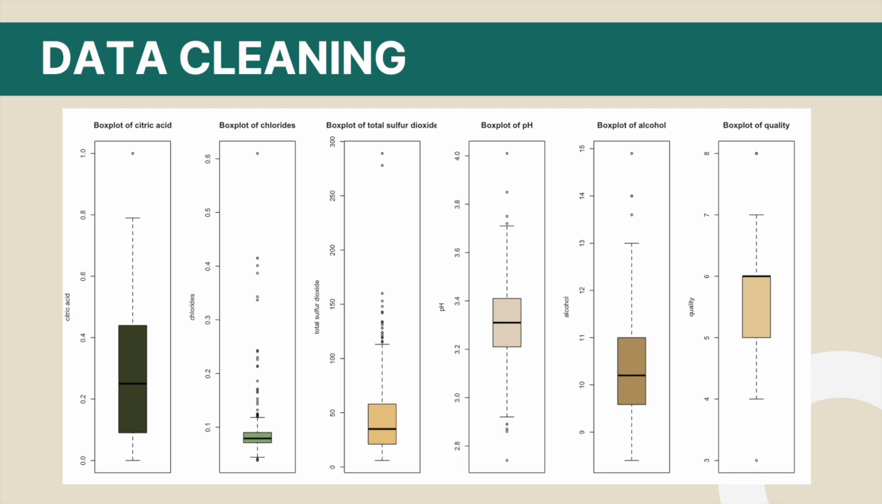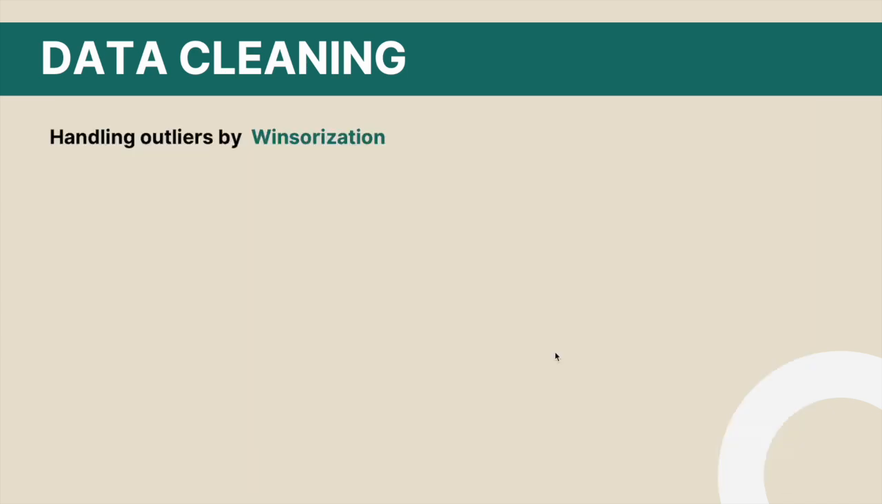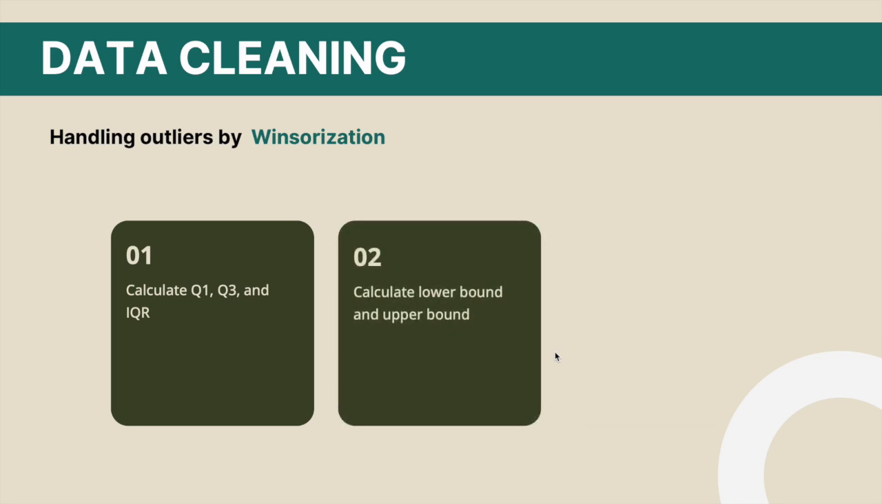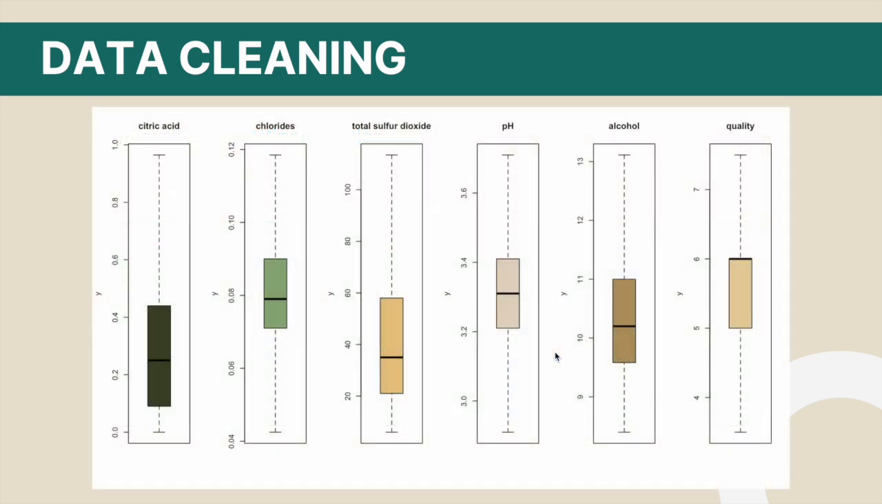Now before we do the data transformation, we need to adjust the outliers. As you can see, there are a lot of outliers in the chloride variable and total sulfur dioxide. To handle outliers, I chose the winsorization method instead of removing outliers, to avoid losing data. The concept of winsorization is replacing extreme values with less extreme ones. So this is the process of this method. As you can see, there are no outliers in my sample.